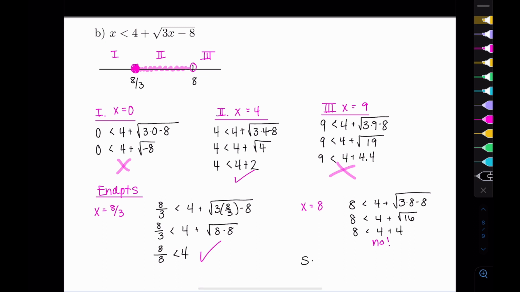So ultimately, our solution for this inequality would be 8 over 3, which we can equal, because that number came from the domain, to positive 8, which we cannot equal, so it gets a parenthesis.